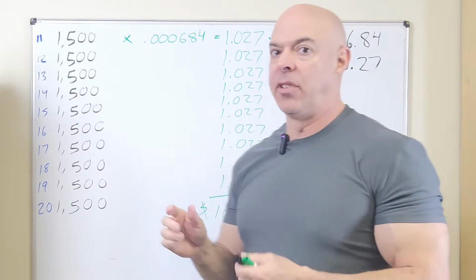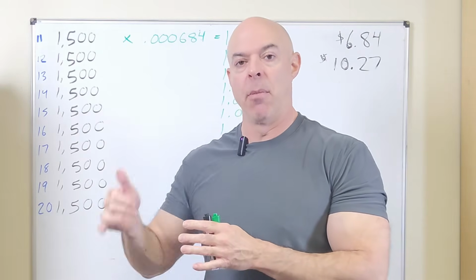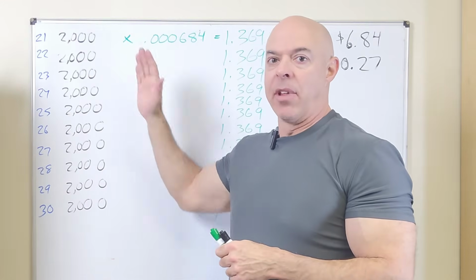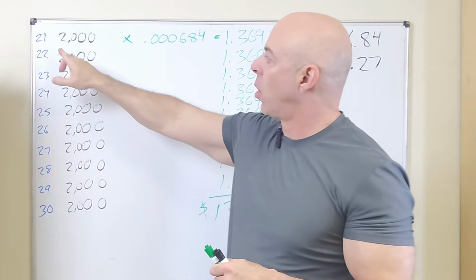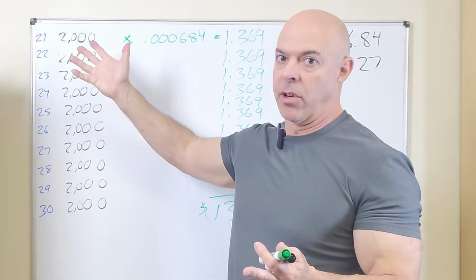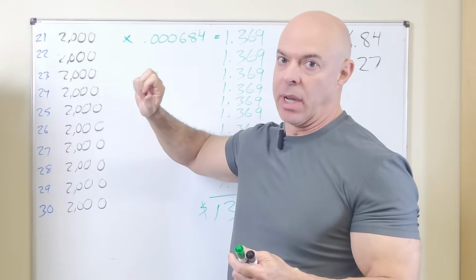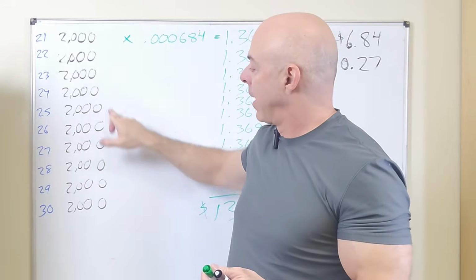Now we're going to finalize days 21 through 30 and come up with the monthly interest. So now we have the last 10 days of the month. And on the 21st of the month, you spent another $500. So your balance was $2,000. You didn't spend anything else for the rest of the month.